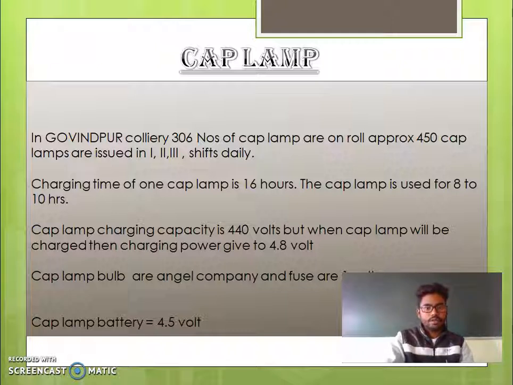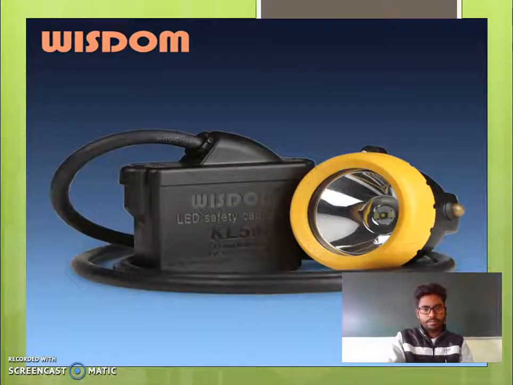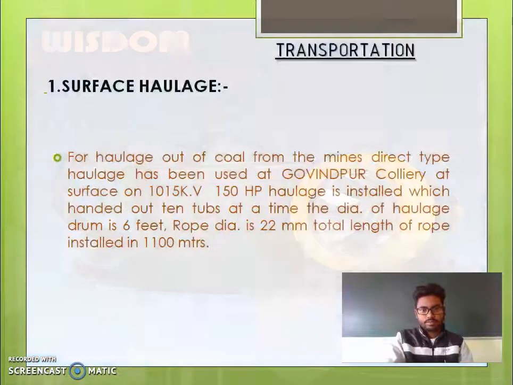Cap lamps: the charging capacity is 440 volts, but when the cap lamp is being charged, the charging gives 4.8 volts. Cap lamp bulbs are of Angel Company and the fuse is 1 volt. Cap lamp battery 5.5 volts. These are the figures that you can see now.